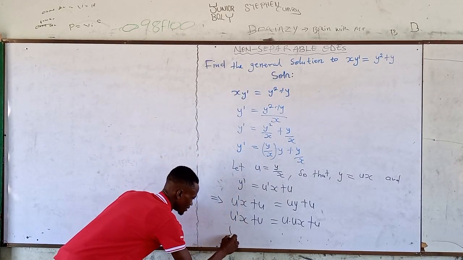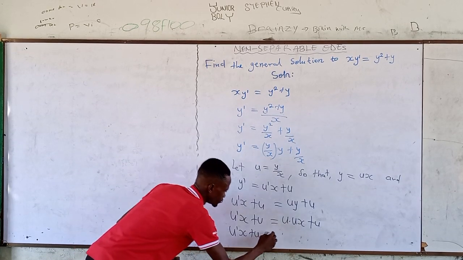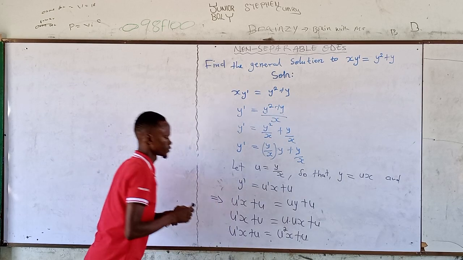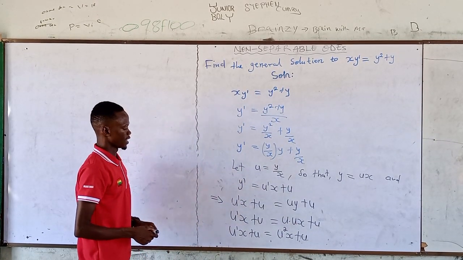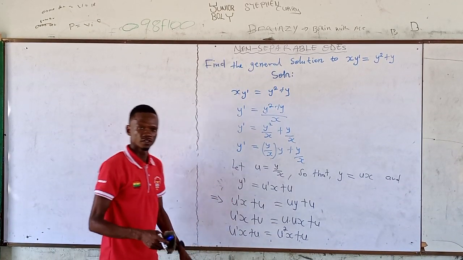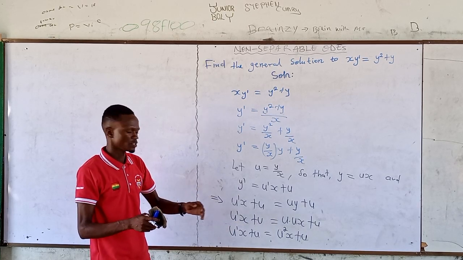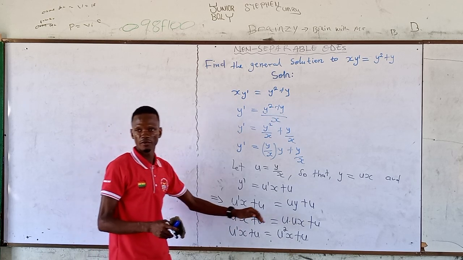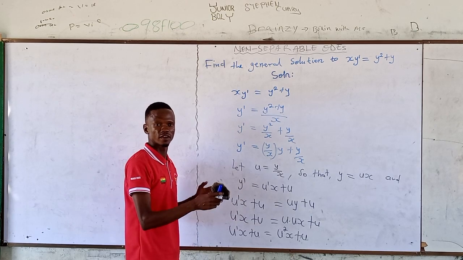So the equation becomes u prime times x plus u to be equal to u squared times x plus u. U times u will give us u squared. And now we group like terms by sending the u to this side. Study the equation, you will now know that the equation has now been transformed into u and x. And so at this point, the equation has become separable. So we want to now separate the x and the u variables.